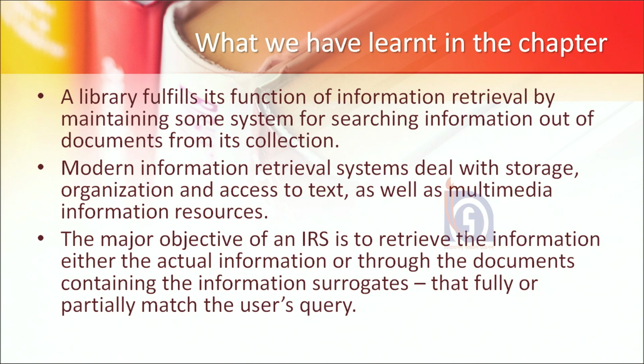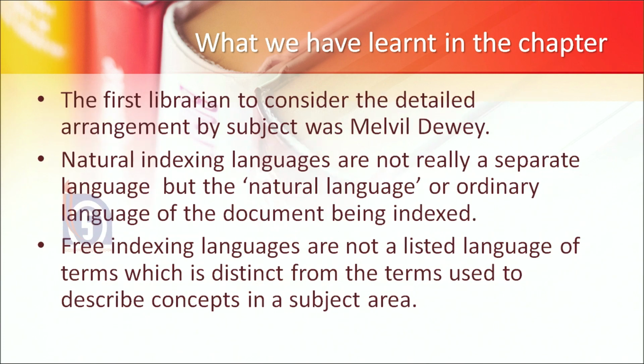Learners, we have also learned that a library fulfills its functions of information retrieval by maintaining some system for searching information out of documents from its collection. Modern information retrieval systems deal with storage, organization and access to text as well as multimedia information resources. The major objective of an information retrieval system is to retrieve the information, either the actual information or the documents containing the information, as surrogates that fully or partially match the user's query.